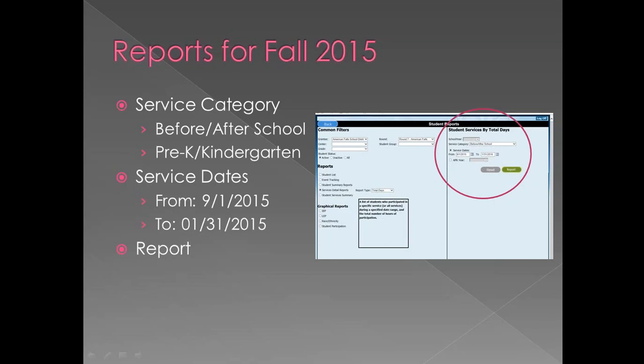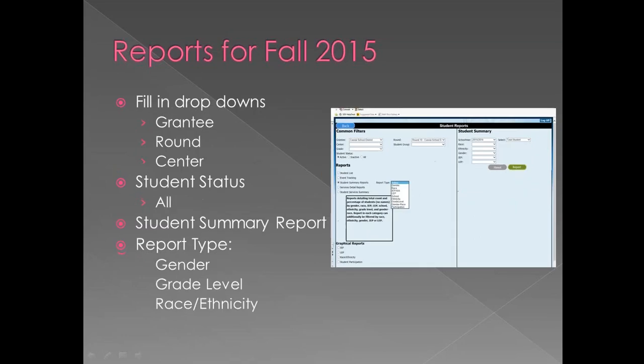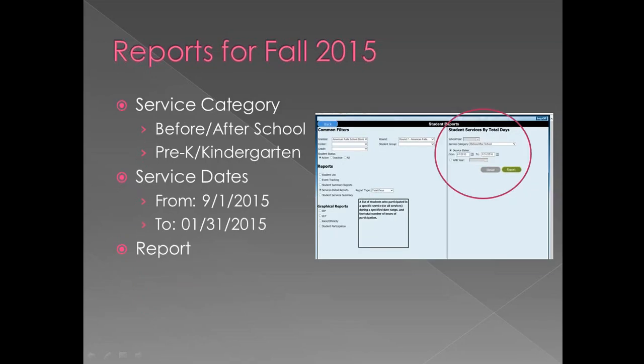Okay, service dates. So do September 1st to January 31st, 2015. And again, that's what was established for our fall term based on our previous attendance report. And so that way it's from September to the end of January. And then you would click that green button and pull report. And then what will happen is it'll pull up a report that'll have all the students' names and then the number of days that they attended.